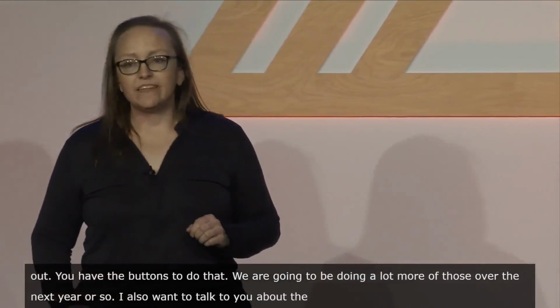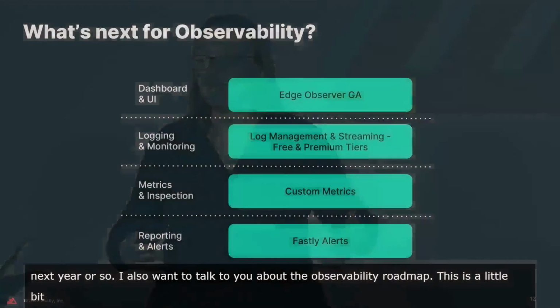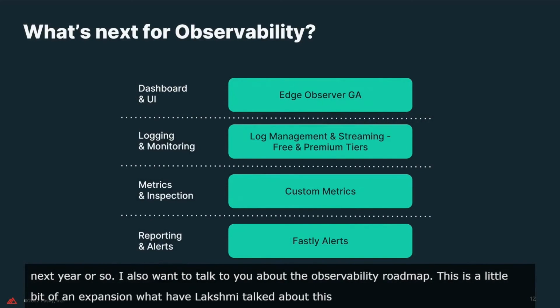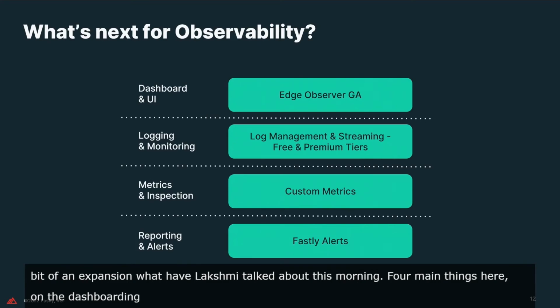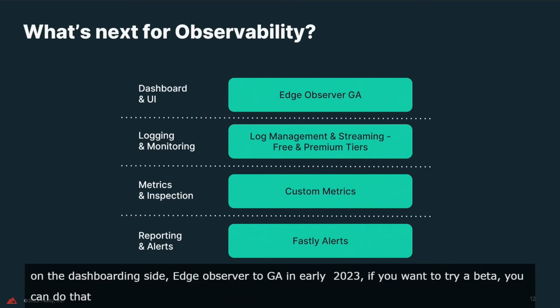I also want to talk to you about the observability roadmap. This is a little bit of an expansion of what Lakshmi talked about this morning. So 4 main things here. On the dashboarding side, we will get Edge Observer to GA in early 2023, so you have that to look forward to. But if you want to try a beta, you can definitely do that today. Just talk to your account manager.